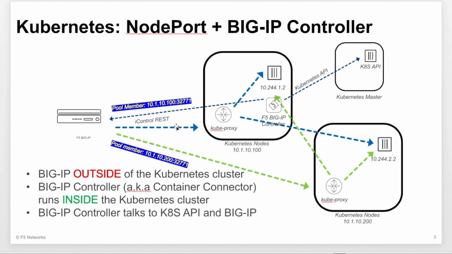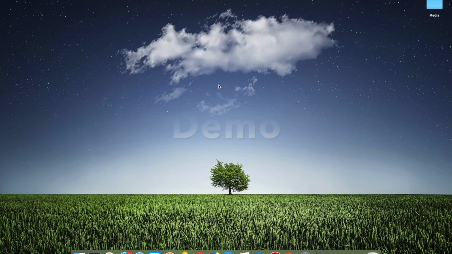The F5 will be looking at the number of nodes in the cluster. For example, here we have two nodes, so it will create a pool that has these two nodes as pool members, and will send the traffic to them. There is a component called kube-proxy that is responsible for distributing the traffic inside the nodes. So with that, let's jump to the demo.